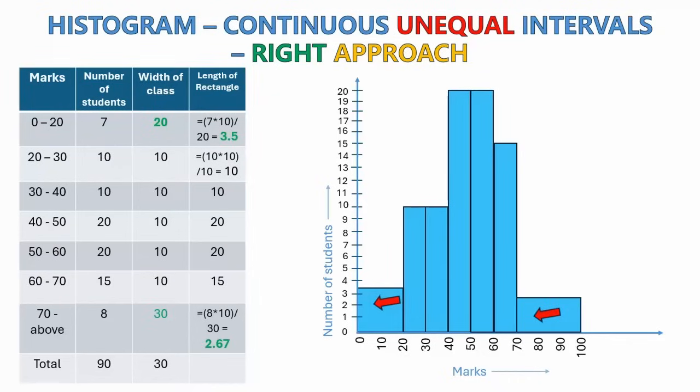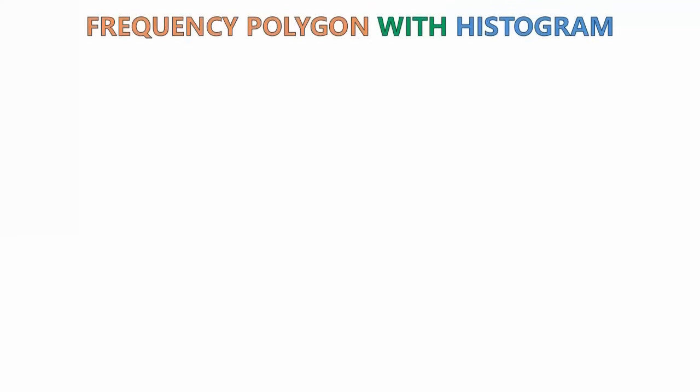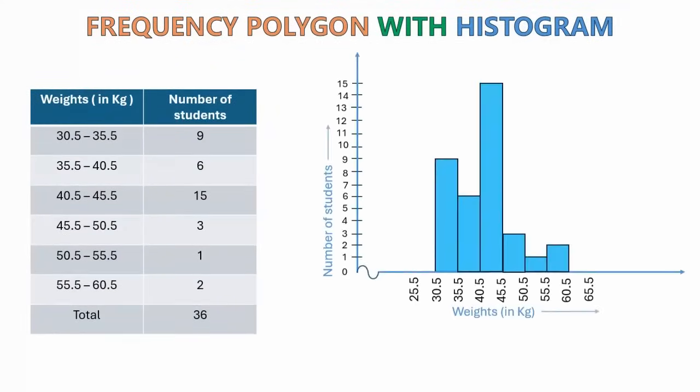Now let us look at what a frequency polygon is. If we consider the previous histogram of weights and plot midpoints at the top of each of the bars and starting and ending points on the x-axis, and we join these points by lines, we get our frequency polygon, which is shown in orange color. This is another way to visualize data.